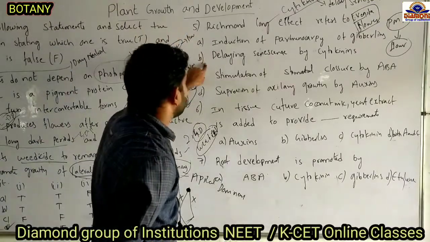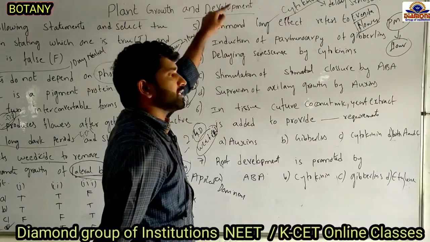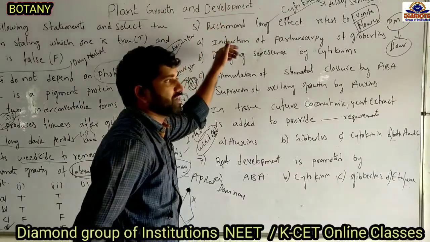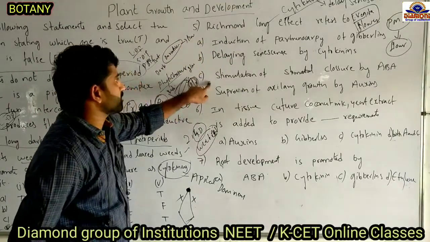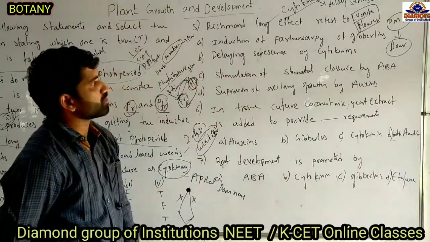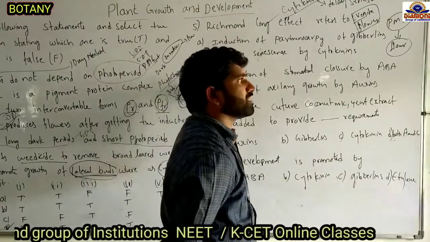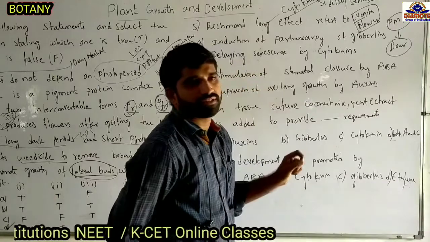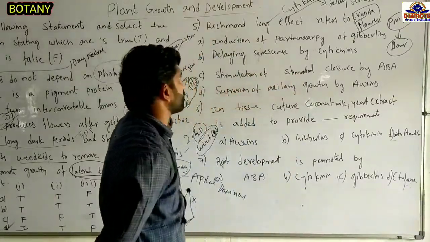And option B, delaying senescence by cytokinins. Yes, cytokinins can delay the senescence. They can prevent getting old age early. And option C, stimulation of stomatal closure by abscisic acid. Stimulation of stomatal closure by abscisic acid is a character of a plant growth inhibitor. So abscisic acid is a plant growth inhibitor, but it's not related to the Richmond-Lang effect.